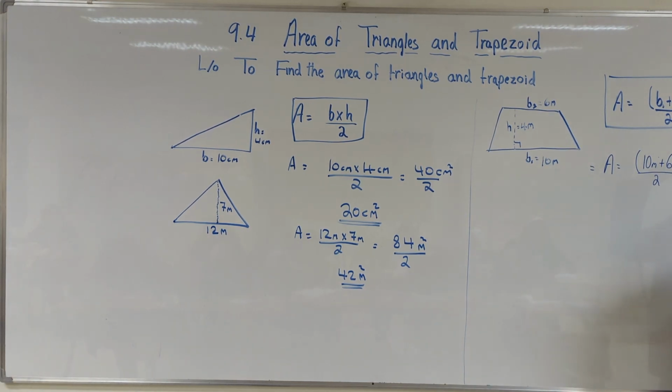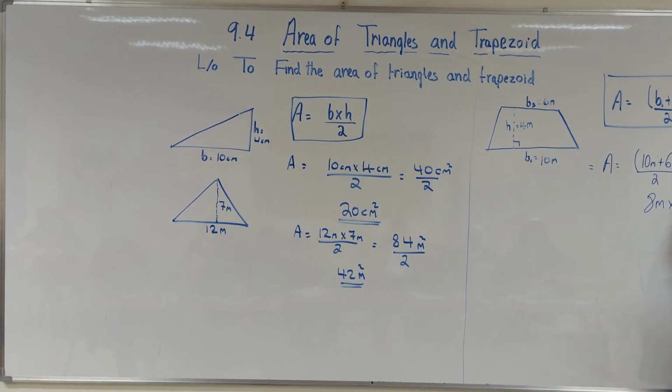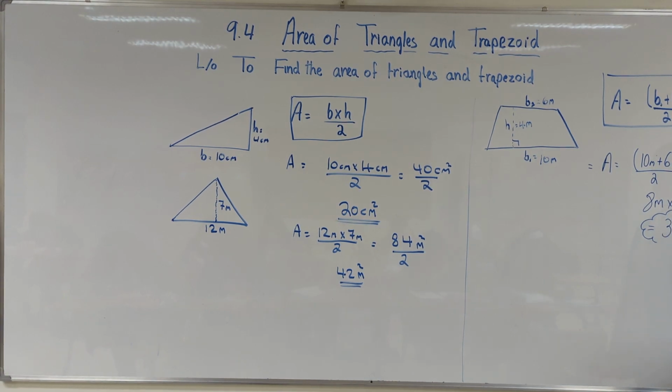And then let's just work this out. First of all, what is 10 plus 6? 16. What is 16 divided by 2? 8. So we have 8 meters times 4 meters. What will that give us? 32 square. So that will give us 32 meters square. And this will be our final answer for the area of the trapezoid.